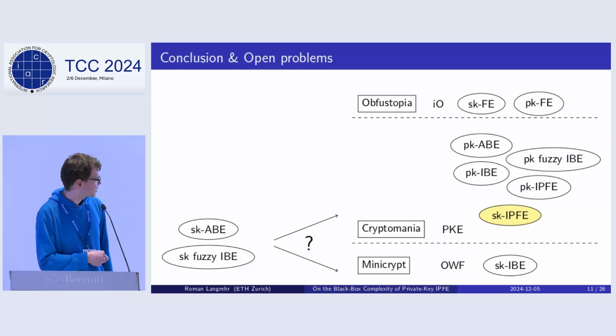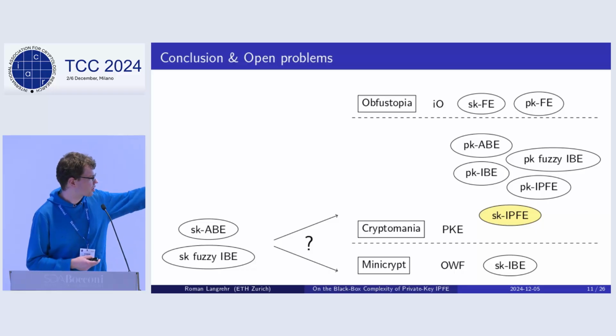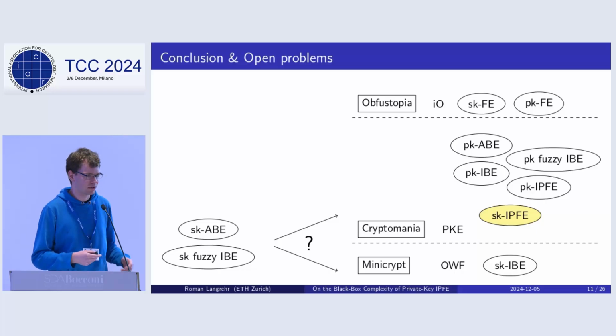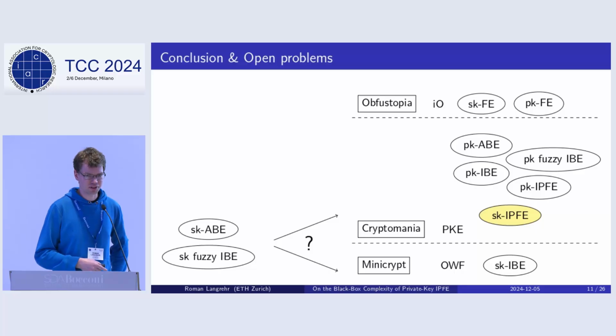And even for secret key fuzzy IBE, which is a very simple variant of attribute-based encryption that's just a bit more general than IBE, we don't know whether it belongs to the Minicrypt world, where we can get it from just one-way functions, or whether we need public key assumptions.